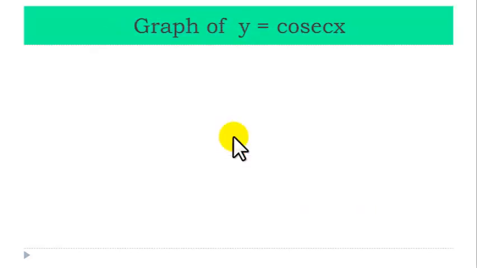Next is the graph of y equal to cosec x. Again, we construct a table of values for x ranging from minus 360 degrees to plus 360 degrees. And this is the table of values.